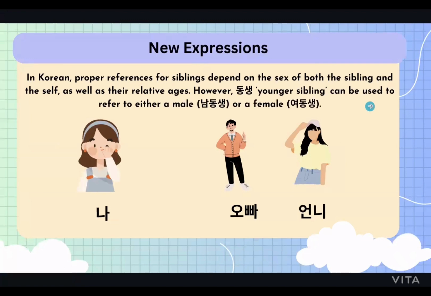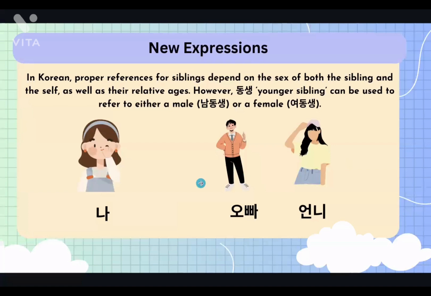자, and then we're going to learn about how we can use the proper references for siblings in Korea. 자, this depends on the sex of both the sibling and myself, as well as their relative age. However, 동생, younger sibling, can be used to refer to either a male, 남동생, or a female, 여동생. As I mentioned, 동생. So it doesn't matter if you're female or male. If you have a 동생, younger sibling, if they are male, then 남동생. But if they are female, then you can call them 여동생.